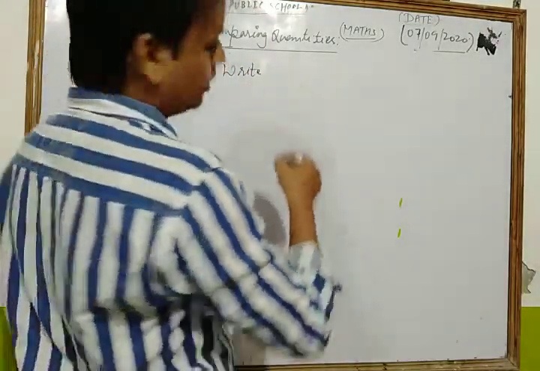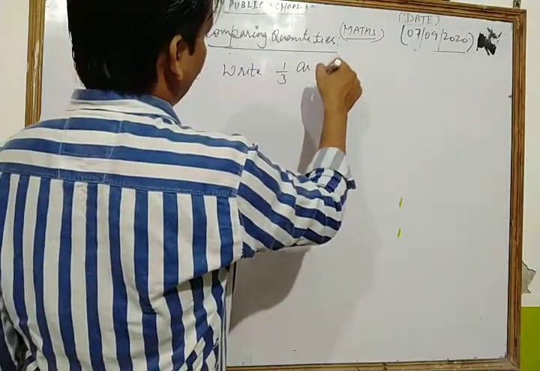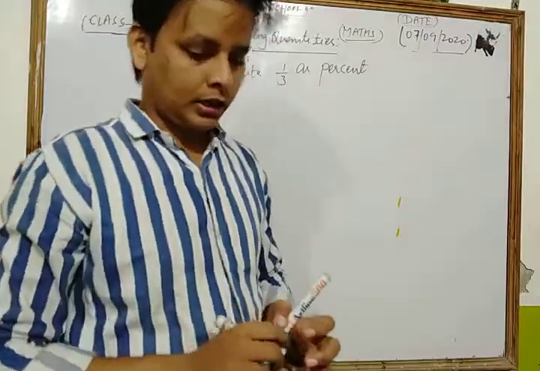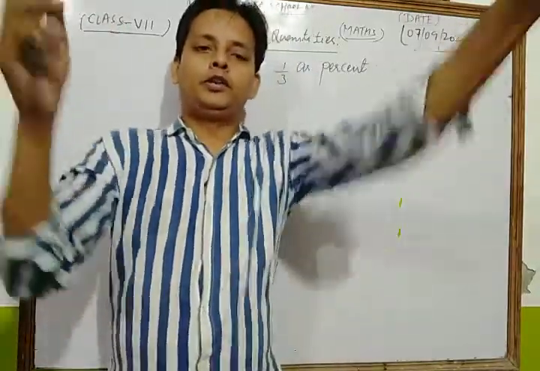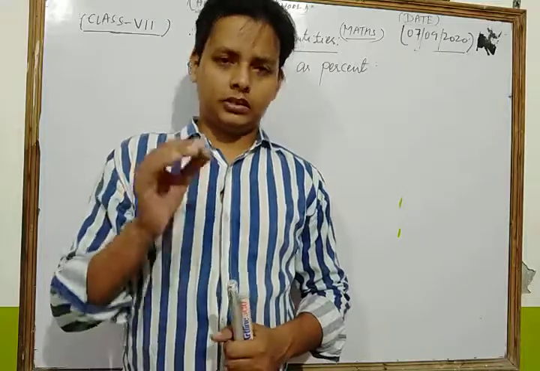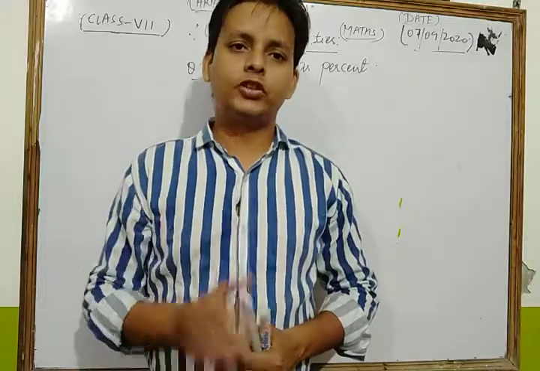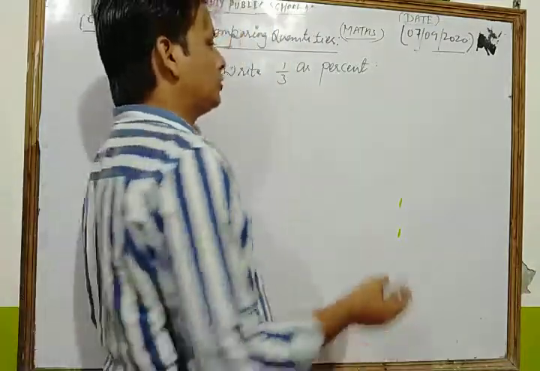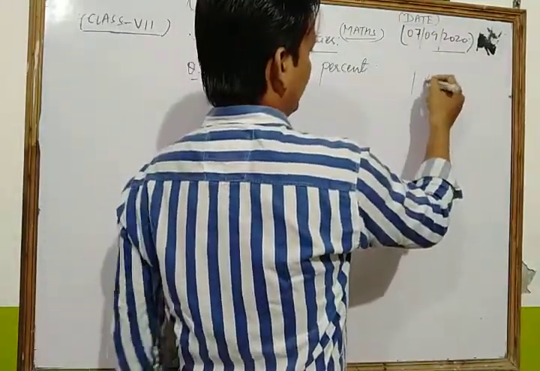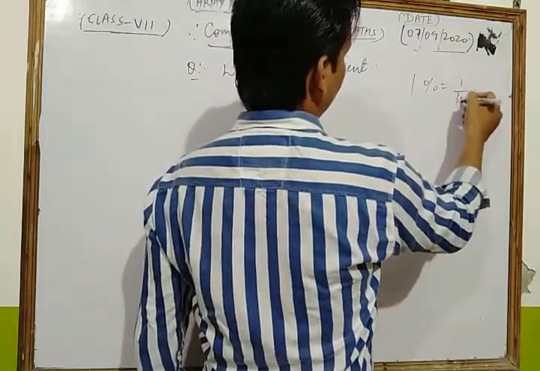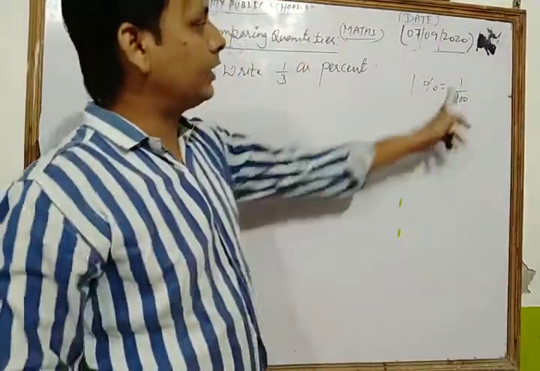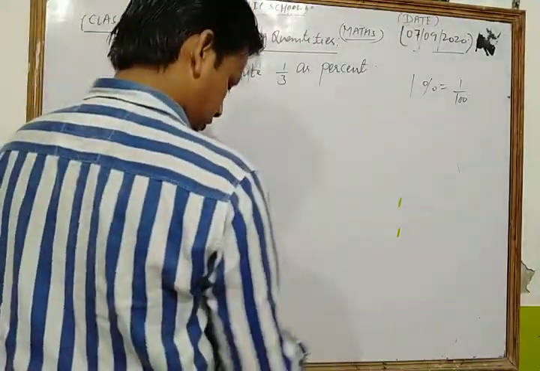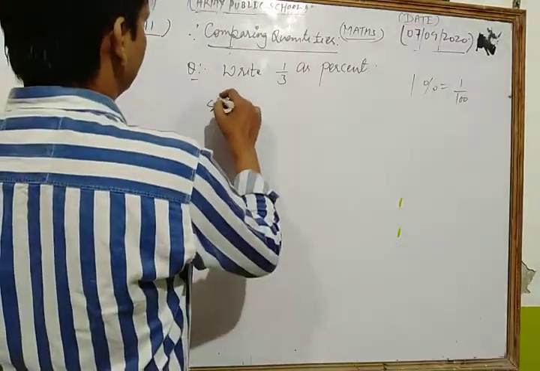Write 1 upon 3 as percent. Dear students, in converting any number into a percentage, we just multiply both the numerator and denominator by 100. You should always remember in your mind that 1% is equal to 1 by 100. You can write 1 upon 100 as 1%. So let's see this question.